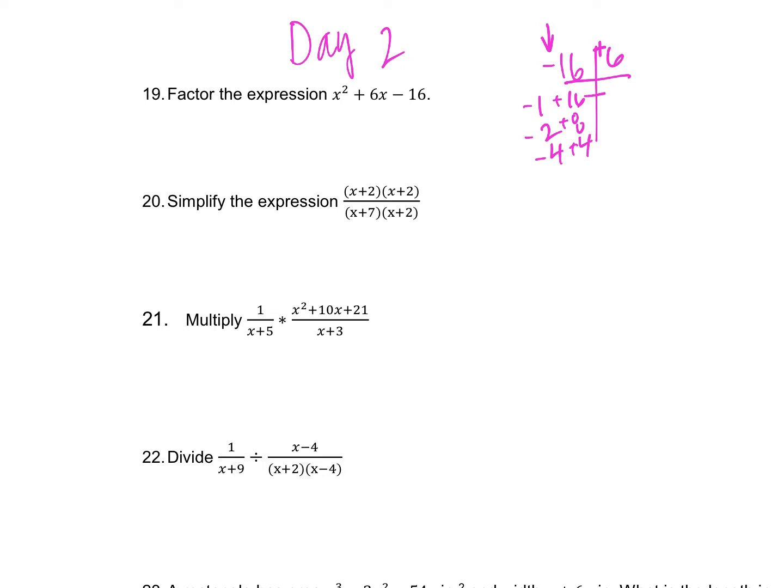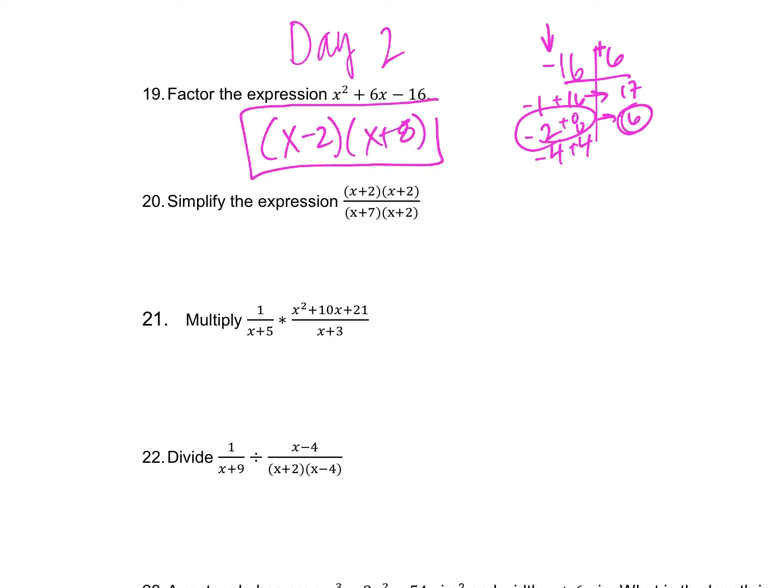This one, if I add this up, it's going to give me a 17. Aha, this one gives me 6. So these are the factors I want to use. So x minus 2 and x plus 8. Remember, this test is multiple choice, so you could always double distribute.